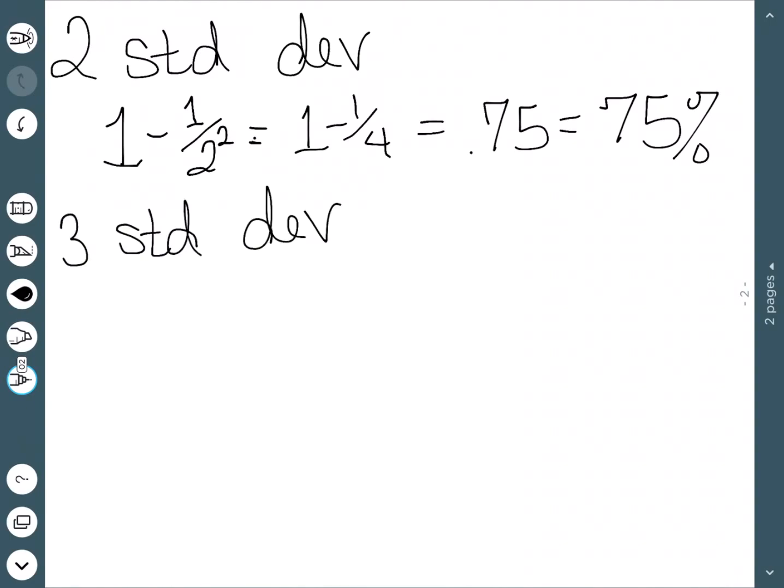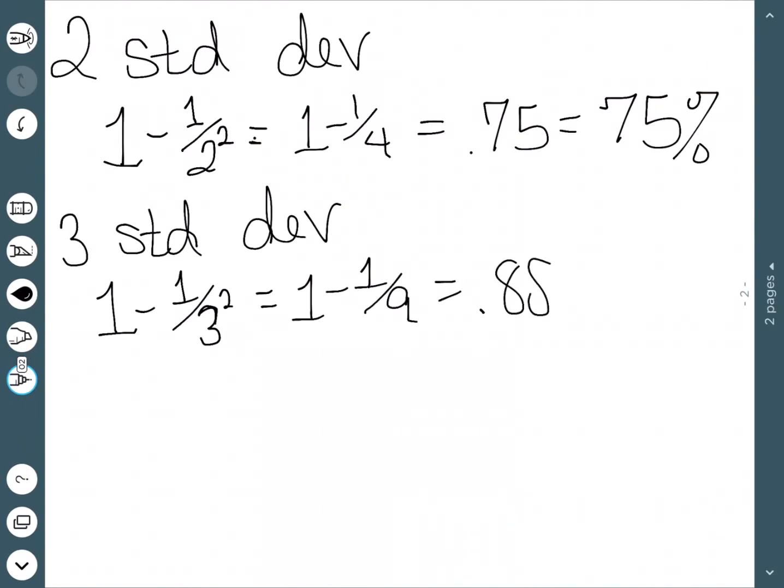If we want to look at 3 standard deviations, I now have 1 minus 1 over 3 squared. So 1 minus 1/9, which is going to be 0.889 or 88.9%. Once again, it could be more than that that's within 3 standard deviations, but it is at least that. And now that we've looked at that, let's look at some actual numbers and see if we can figure out how to use this theorem.